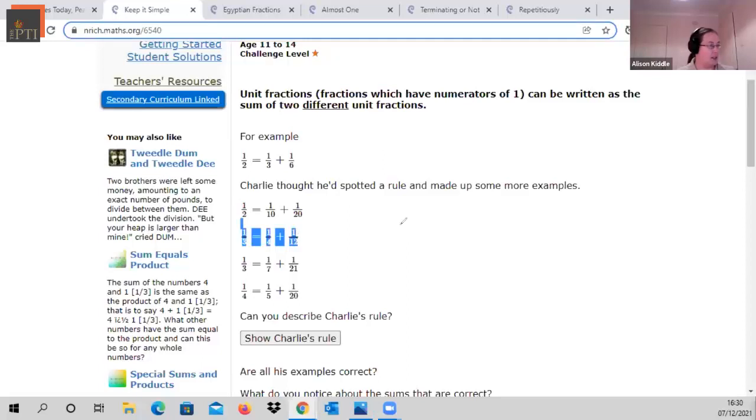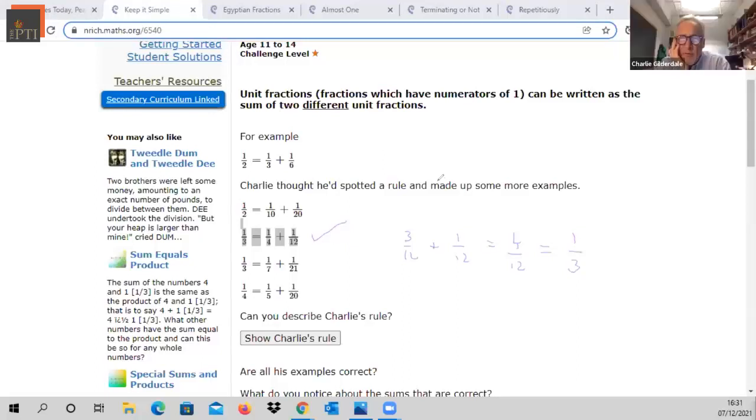I'm just going to try and write this down. So on the right hand side, I've got 3 over 12 plus 1 over 12. And that is equal to 4 over 12, which is the same as 1/3. So tick, that works. And the bottom one also works. Yeah, and we can write something very similar for that as well.